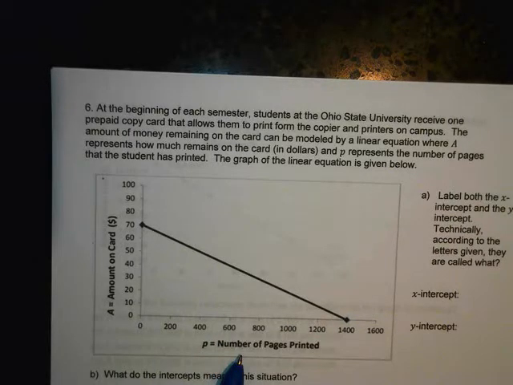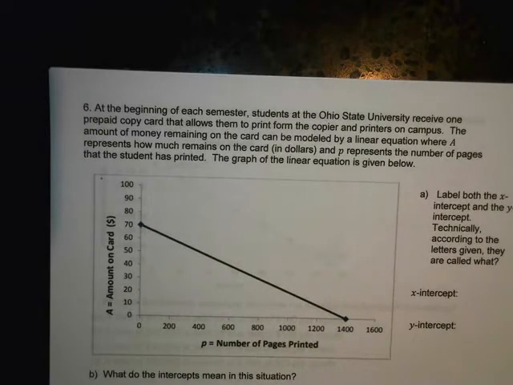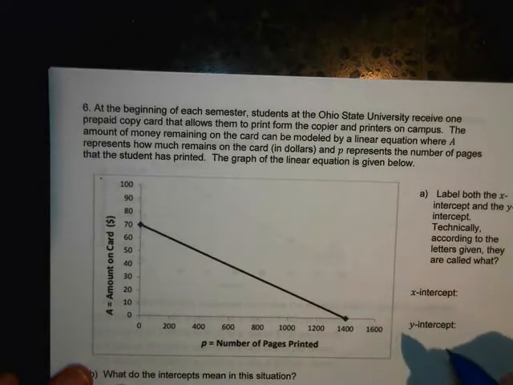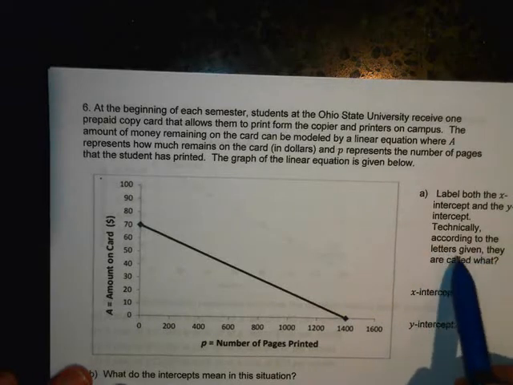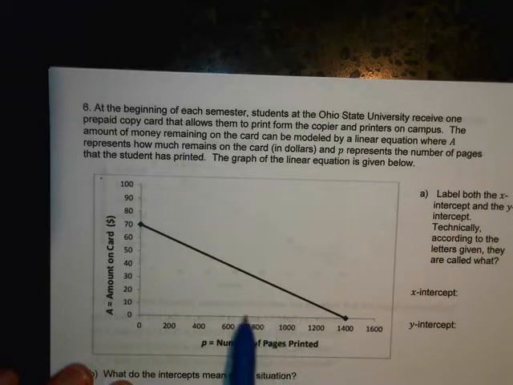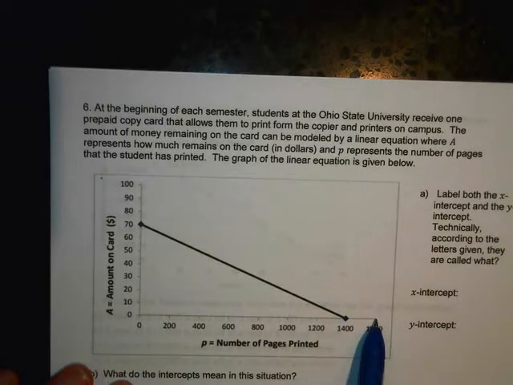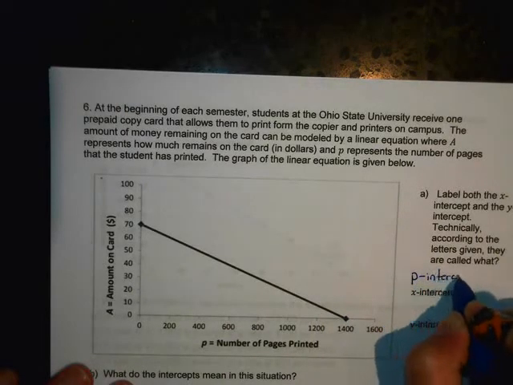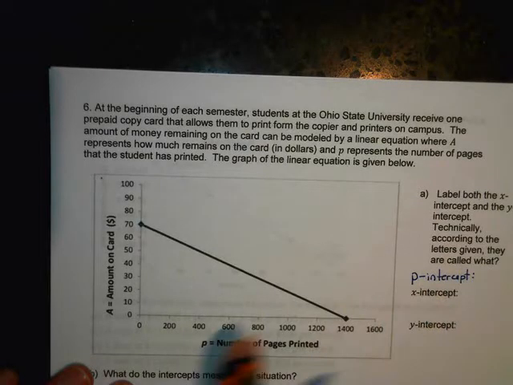Right? So they say label, so on the graph, label the x-intercept and the y-intercept. Okay. So the x-intercept is, and they said technically according to the letters given, what are they called? So the x-intercept is the value that's on the left and the right. But instead of x, they really called it a p. So the p-intercept and the x-intercept are the same. Instead of x, they called it p. So right there it is.